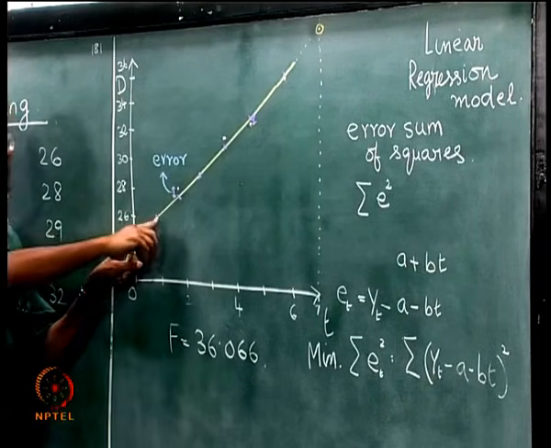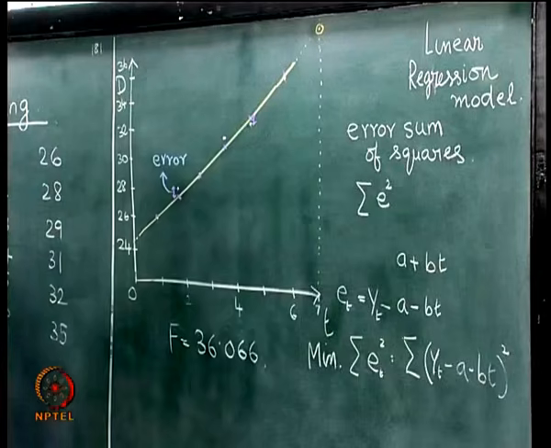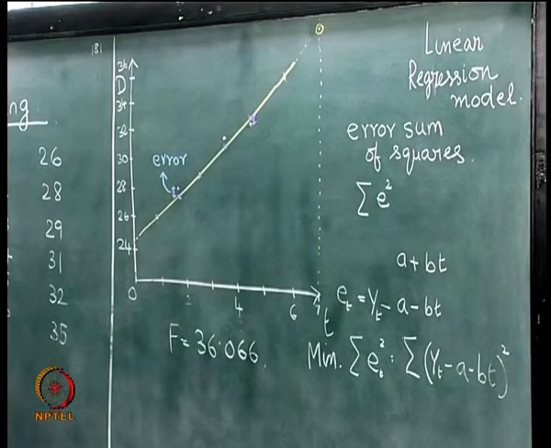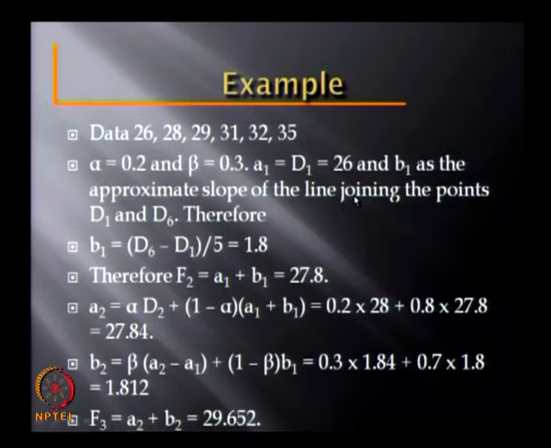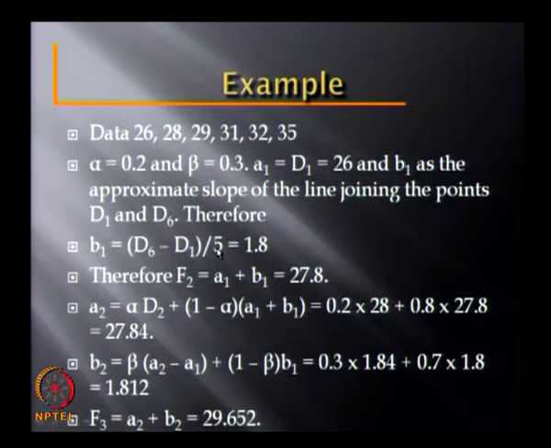In order to do that, we know these 6 points. So, with the known 6 points, the initial slope is the approximate slope of the line joining the first point and the last point. So, the initial value of the slope is therefore 35 minus 26, which is 9, divided by 5, which is 1.8. So, the initial values of A1 and B1 are 26 and 1.8. So, from our equation for Holt's model, F2 is equal to A1 plus B1, which is 27.8.